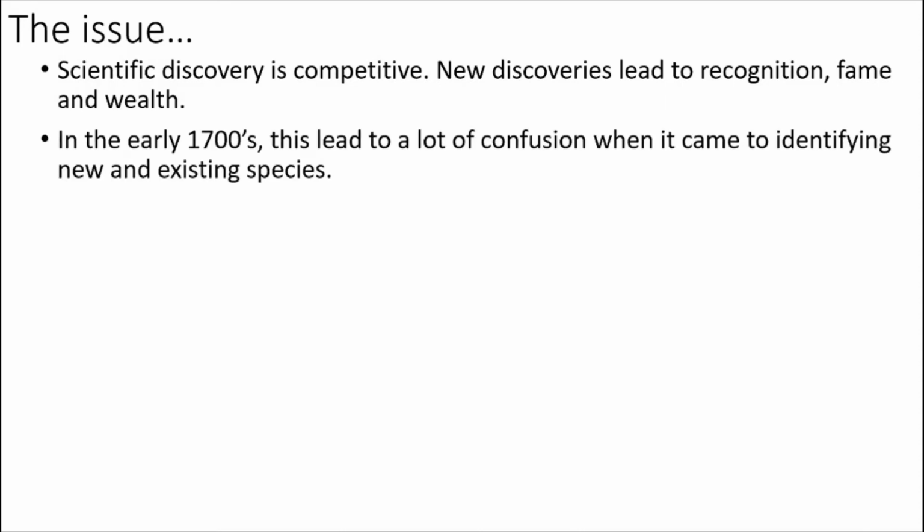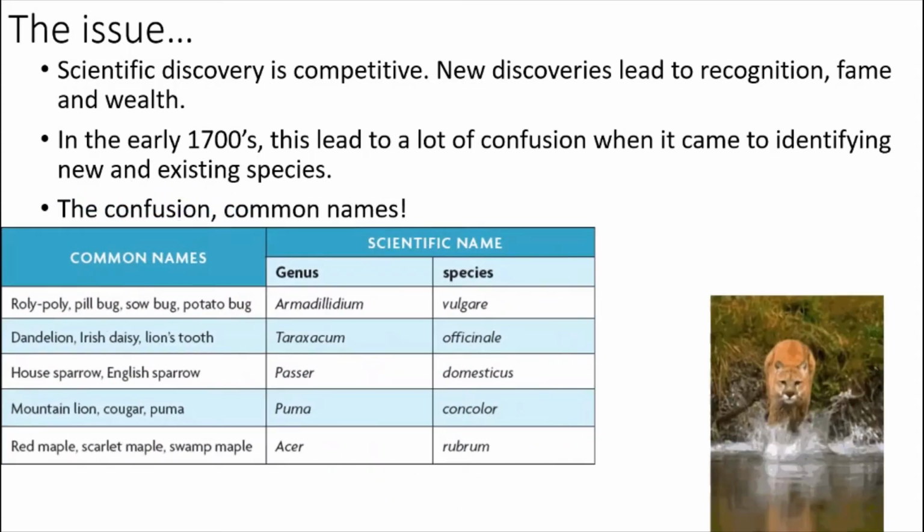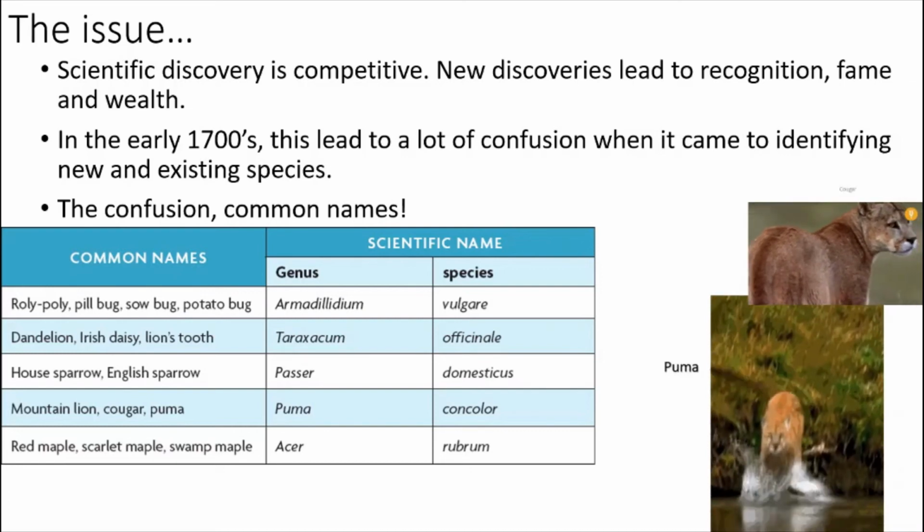Now, in the early 1700s, this led to a lot of confusion, especially when it came to identifying new and existing species. The issue? Common names. As you can see from this chart, a single species can have several common names. It all depends on who you talk to and where you are.